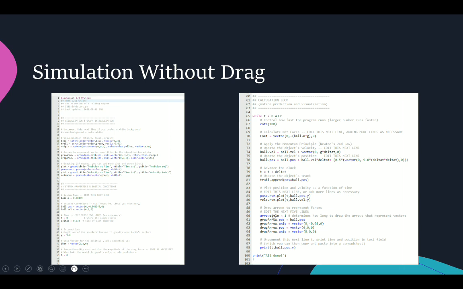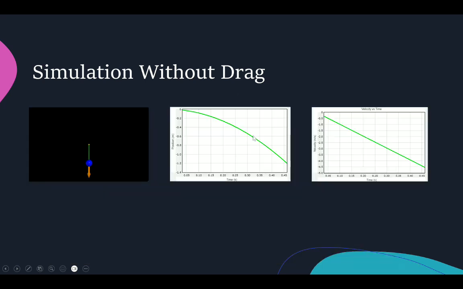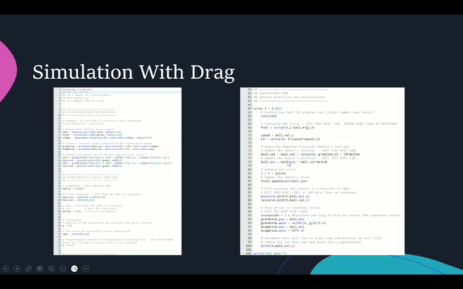And then for our arrows, we only have gravity affecting the system. So here you can see only gravity is affecting the system. Because there's no drag to counteract gravity, our simulated ball ends up at about negative 1.2 meters. And velocity versus time is constant because only gravity affects the system.